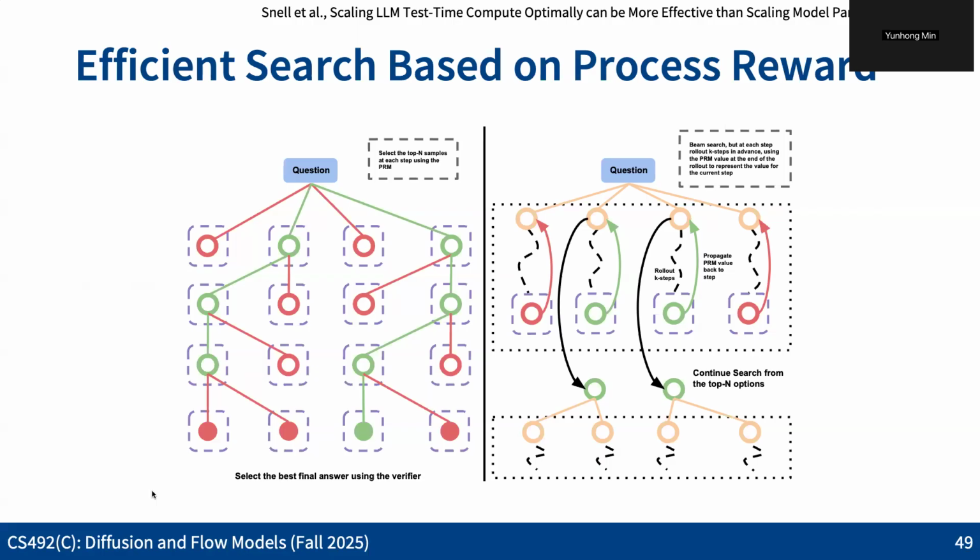Then obviously we can consider doing the same thing for the diffusion and flow models. The diffusion generation process is also an iterative process. So we can also do the same thing, branching out into multiple trajectories and cutting based on what we have with the process reward, and continue in the more promising directions. The same idea can also be applied to diffusion and flow models. But what would be the major difference between the LLM and the diffusion models?